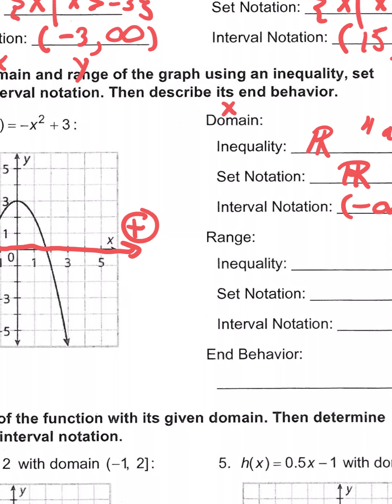All right, let's look at the range. For the range, it does have a stopping point. The stopping point is actually right here, right? For range, it does stop at 3. So we can write y is less than or equal to 3. Okay, so there's our inequality.